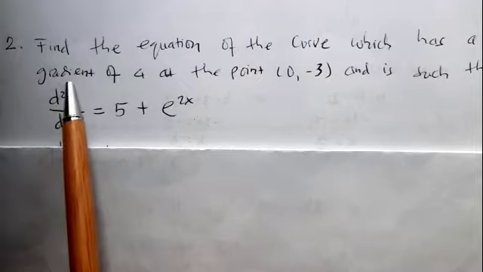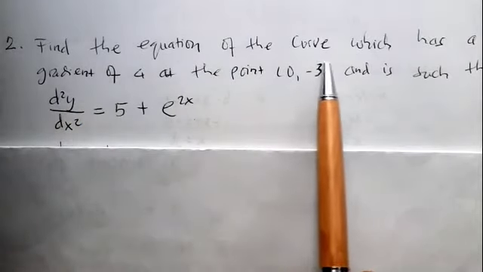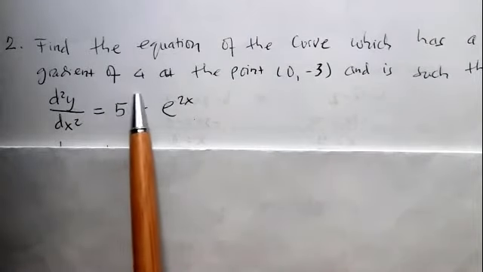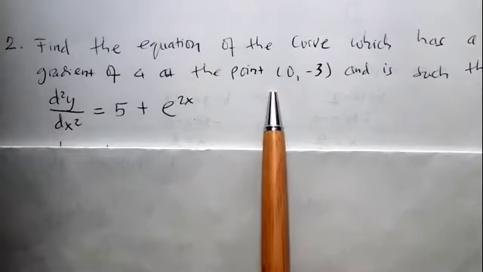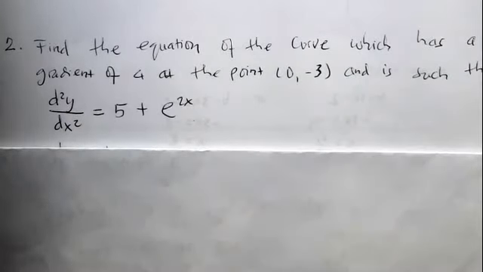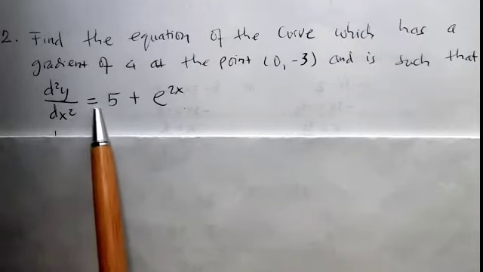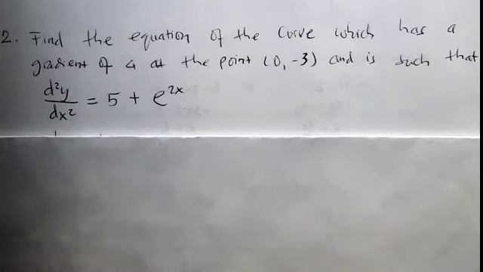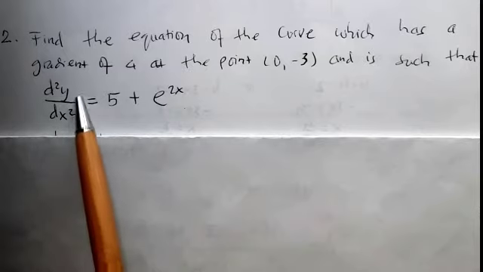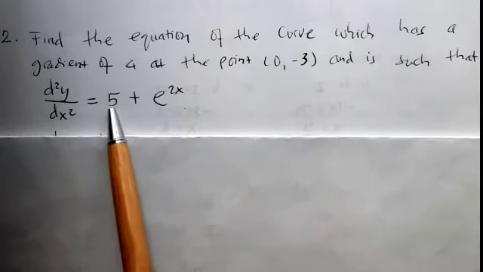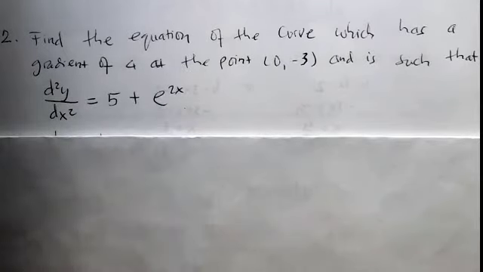Now question number 2. Find the equation of the curve which has a gradient of 4 at the point (0, minus 3) and is such that d squared y by dx squared equals 5 plus e power 2x. Thus the second derivative of y with respect to x is 5 plus e power 2x.